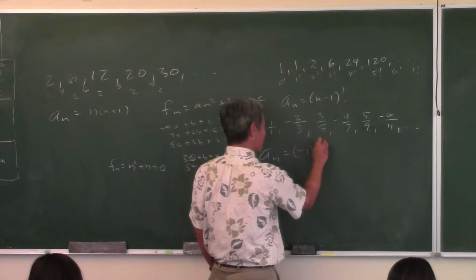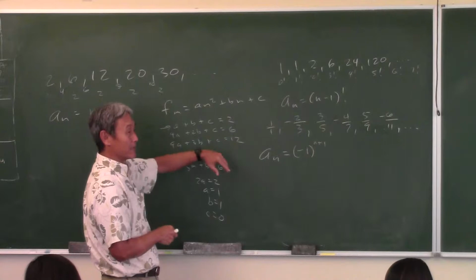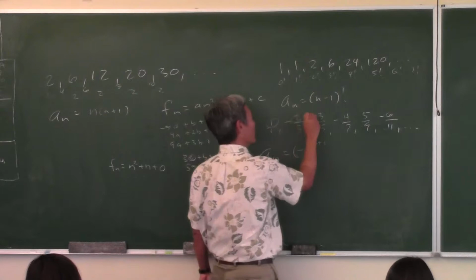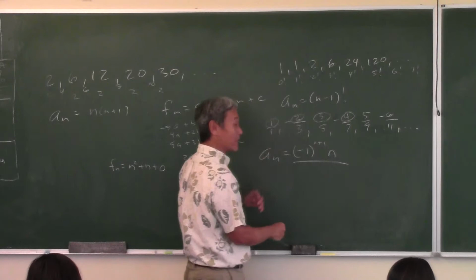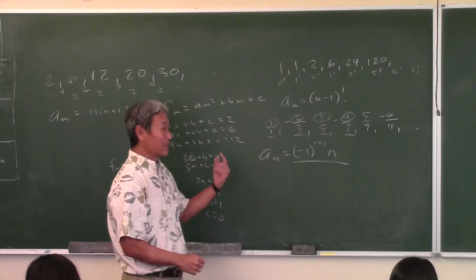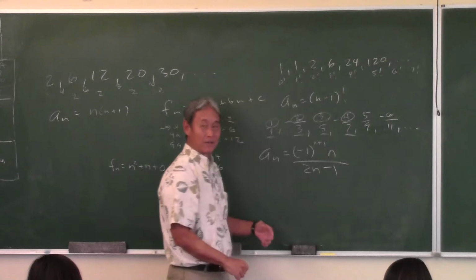Now, when you have fractions, lots of times it's easier to look at the numerator and denominator separately. So look at the numerator. Is there a pattern to this? 1, 2, 3, 4. That's n. Now, what about the denominator? 1, 3, 5, 7. Those are the odd numbers. Common difference 2, so 2n, and then adjust: minus 1. See, you guys are better than you think.